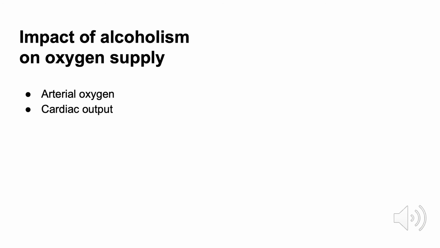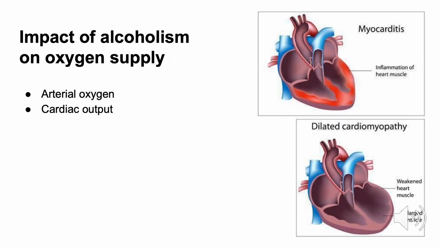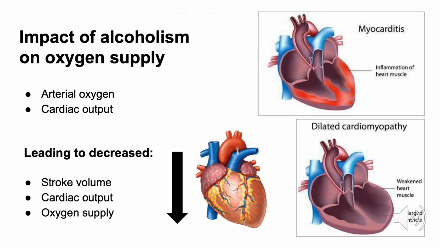Oxygen supply is affected by arterial oxygen and cardiac output. Myocardial tissue analysis in patients with chronic alcoholism has been found to resemble idiopathic cardiomyopathy or chronic myocarditis. This can lead to decreased stroke volume, cardiac output, and consequently a reduced oxygen supply.